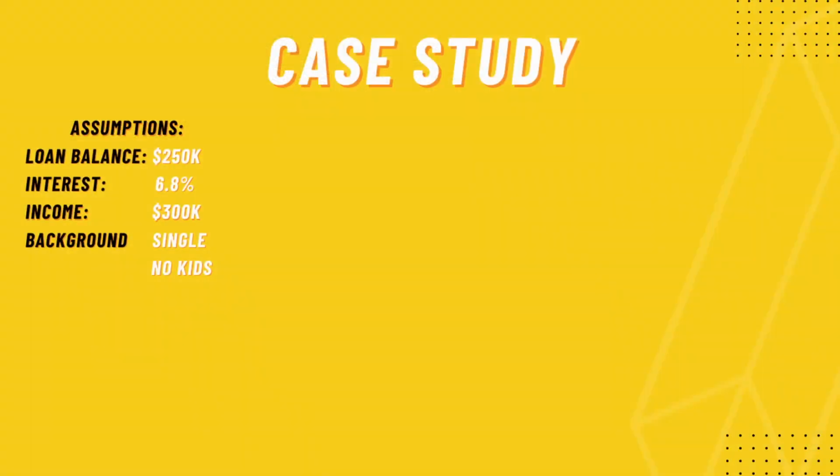So let's actually break down the math here and run a scenario. Let's say you have $250,000 of loans outstanding, right? And we're going to assume a 6.8% interest rate on that, where most of the federal loans are these days. And then let's say your new job that you're starting is going to be at $300,000 of income, okay? So let's run that as a baseline.